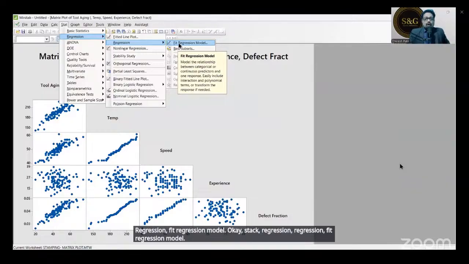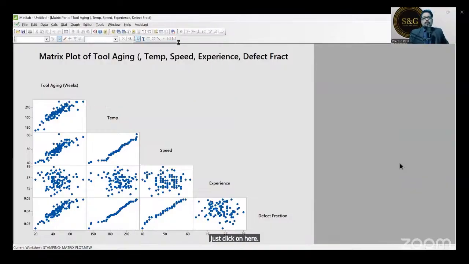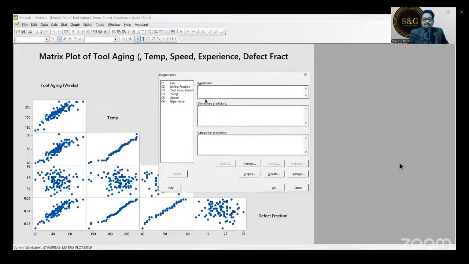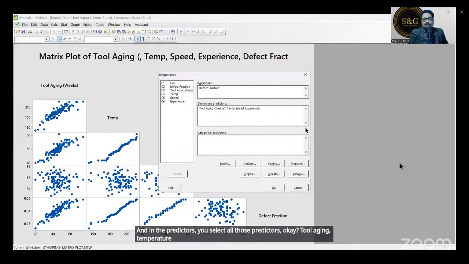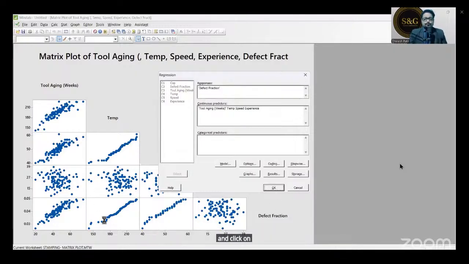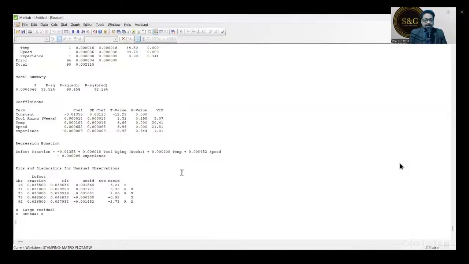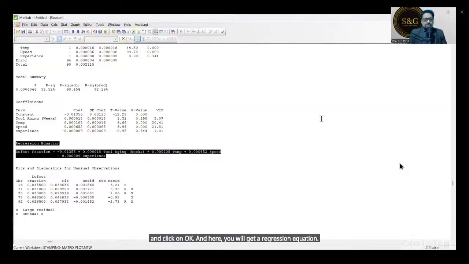Just click on here. And in the response, you select the defect fraction. And in the predictors, you select all those predictors. Tool aging, temperature, speed, and experience, all those factors you select and click on OK. And here you will get a regression equation. Can you see the regression equation?